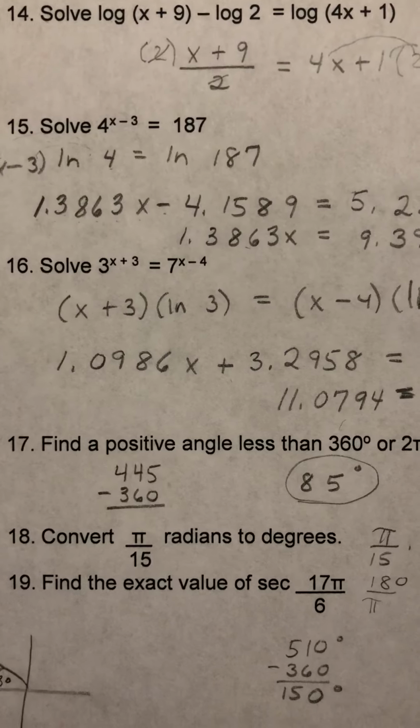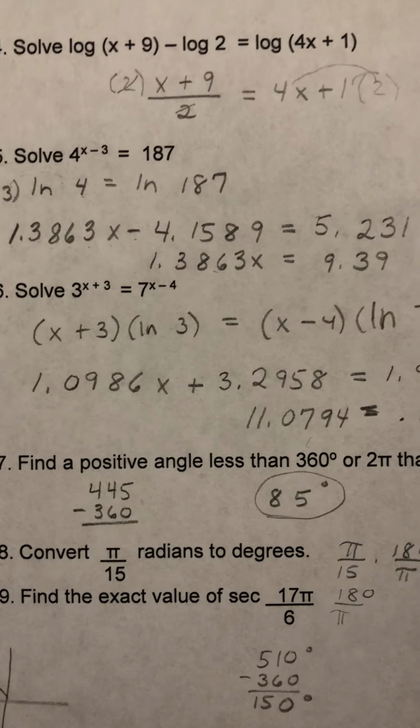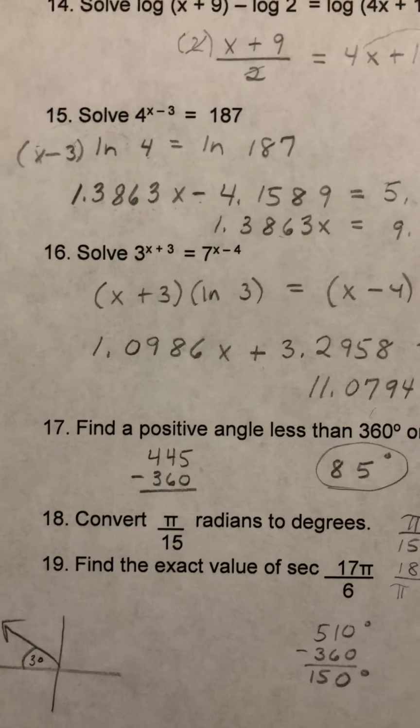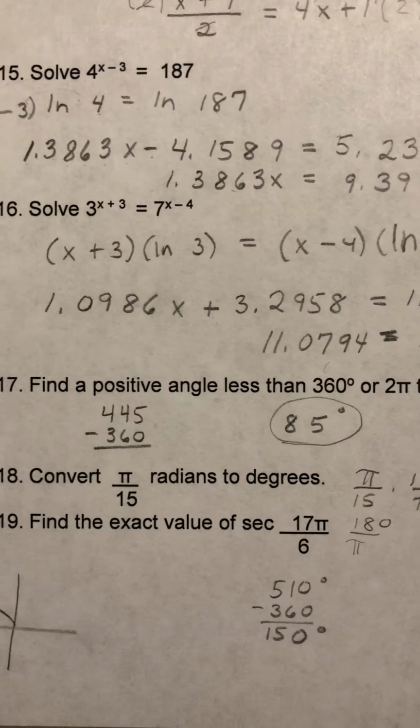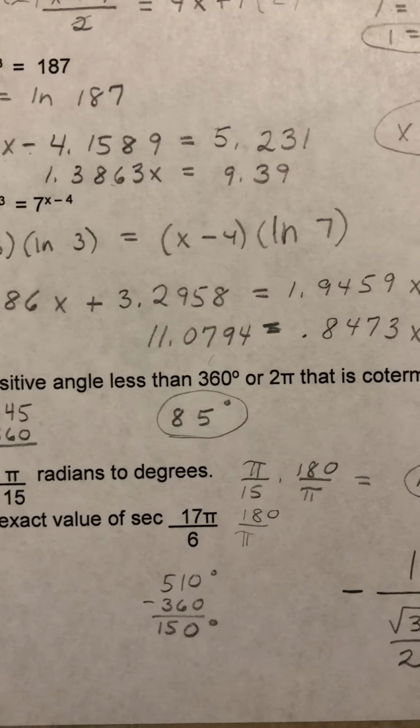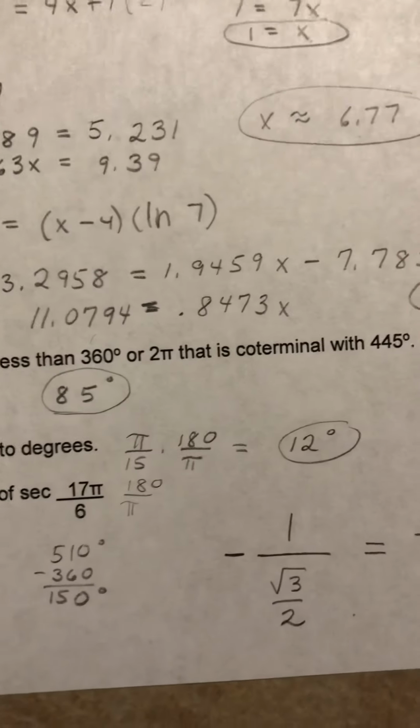Number 17, find a positive angle less than 360 degrees, or 2 pi, that is coterminal with 445 degrees. Just subtract 360, and you get 85 degrees. Number 18, convert pi over 15 radians into degrees. Just multiply by 180 degrees over pi, and you get 12 degrees.